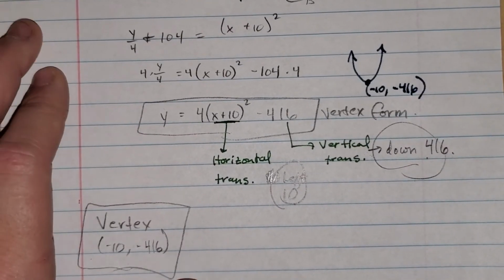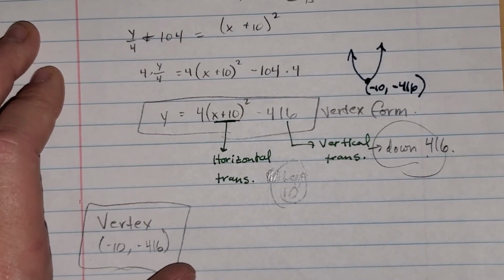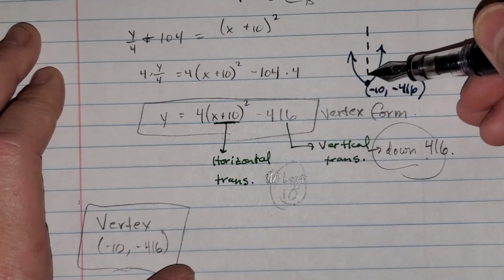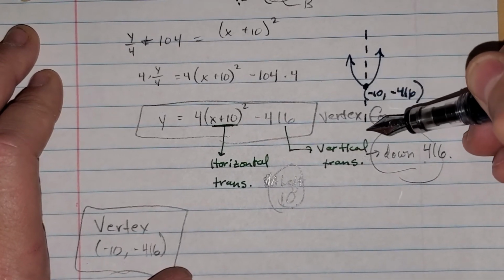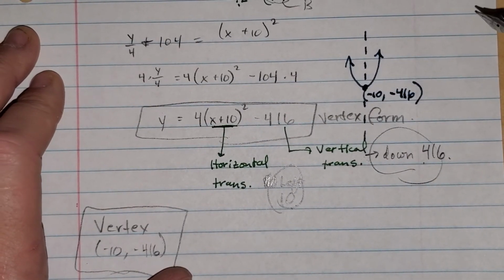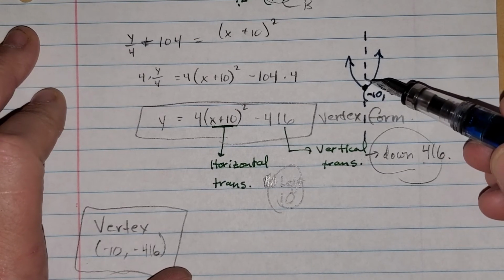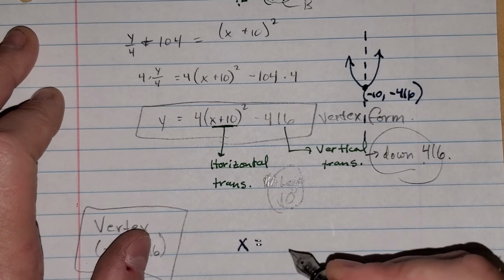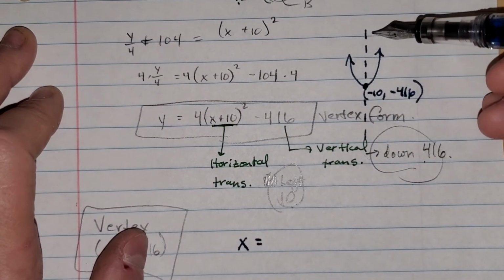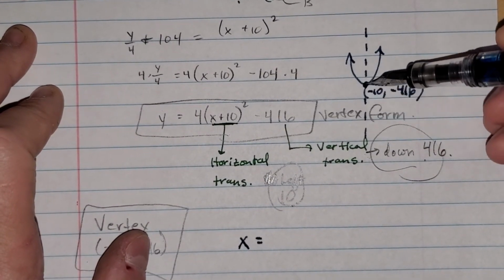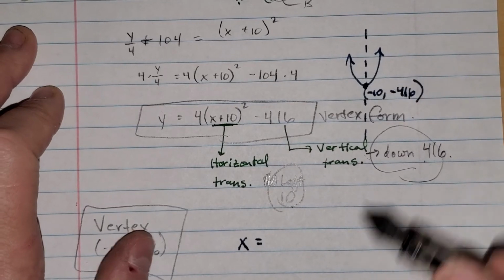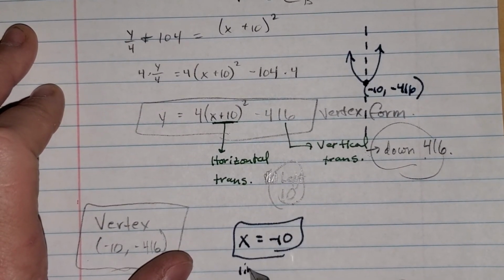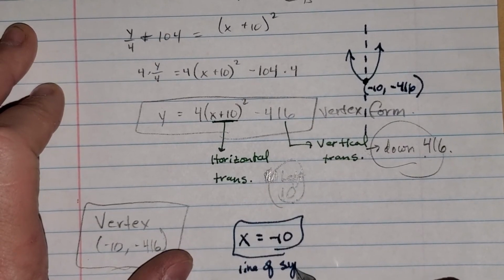Now, they've asked me for the line of symmetry. The line of symmetry is a vertical line that goes through the vertex. Vertical lines always have a format of x equals a number. At this point, what does x equal? It equals negative 10. So there's your line of symmetry.